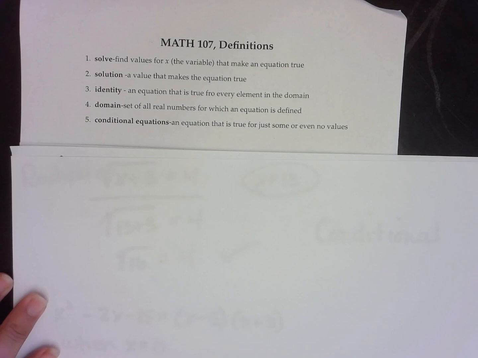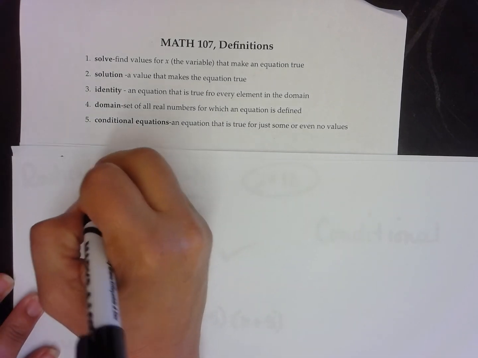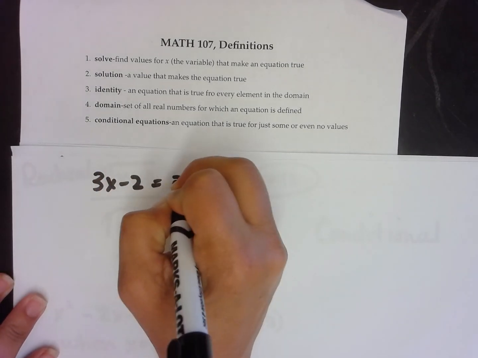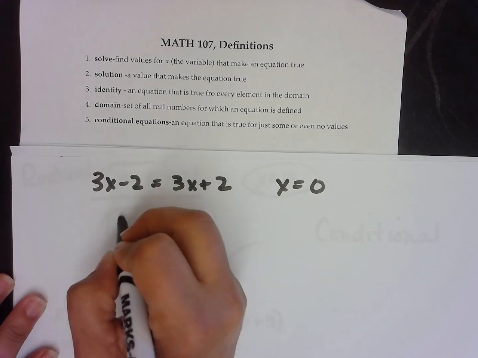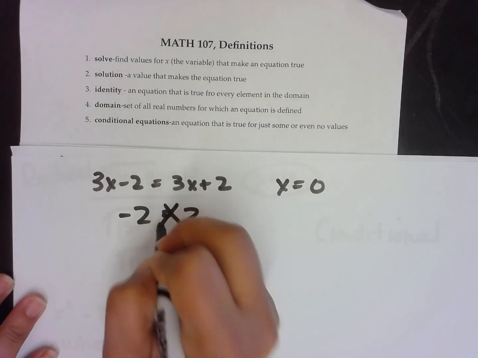We have 3x minus 2 is equal to 3x plus 2. No matter what value I plug in, for instance, if I plugged in x equals 0, I definitely get a false statement. I get negative 2 equals 2, and this is not true.